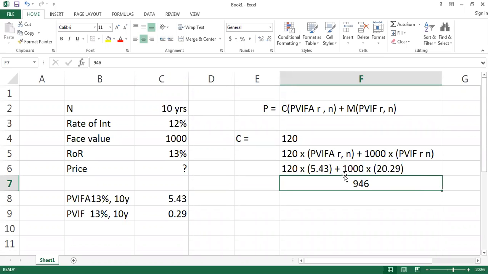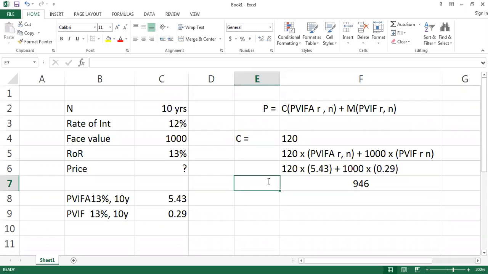You can calculate it on your own. Multiply this and add these two. The answer that you're going to get here is 946. So this is the price of the bond. Clear?